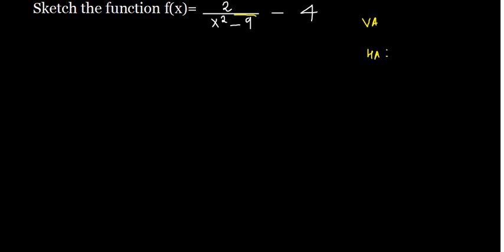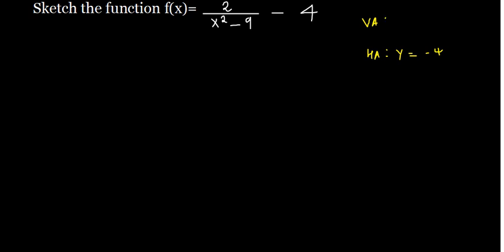As long as the highest power in the denominator is bigger than the highest power in the numerator, the horizontal asymptote will always be at y = 0. But because we have a constant added to this function, the horizontal asymptote goes to y = −4.